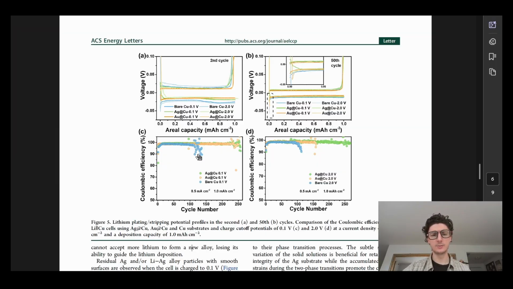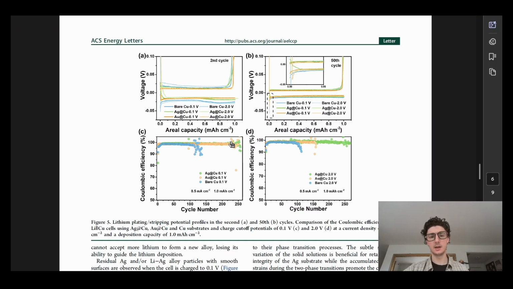And it looks like here this blue one is the lithium with bare copper at 0.1 volts. This yellow is the lithium with the copper with the gold nanoparticles on it. And this green is the lithium with the copper with the silver nanoparticles on it. So it seems like the bare copper performs the worst. Then it seems like the gold performs a little bit better. I mean, in this picture, C, the gold and silver actually perform roughly the same.